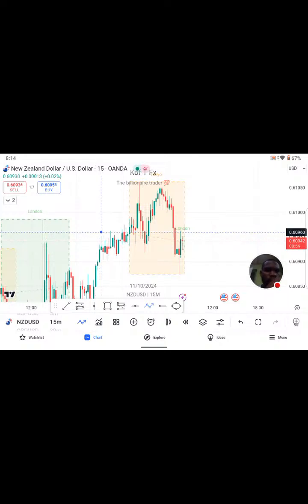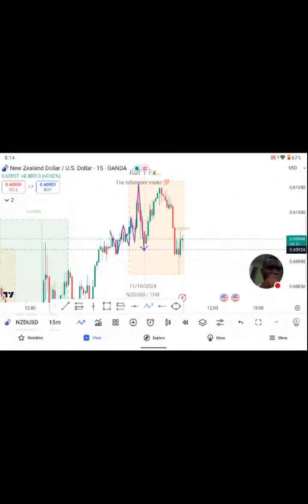Let me just draw out this. We have this. These are internal structure, and we have this low here. As you can see, we have another low. We have a high. Then the two lows mitigate that low. At this point, we have a break of structure here.